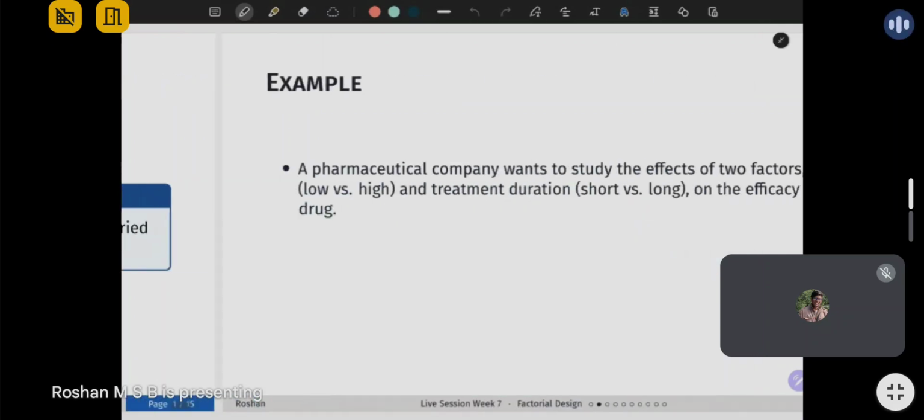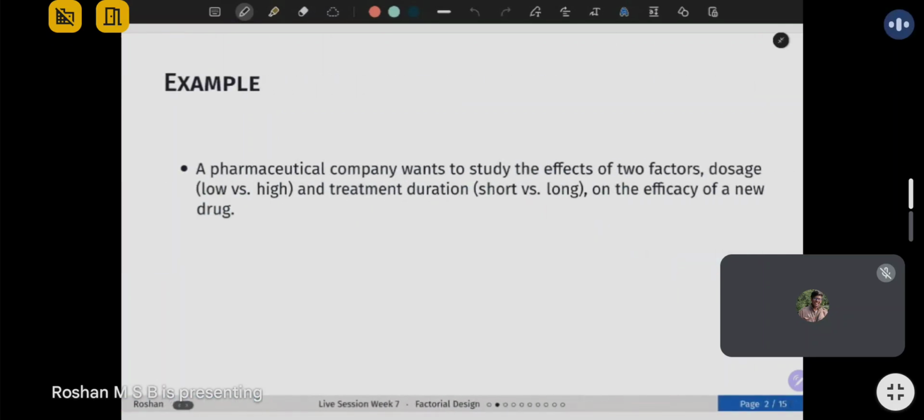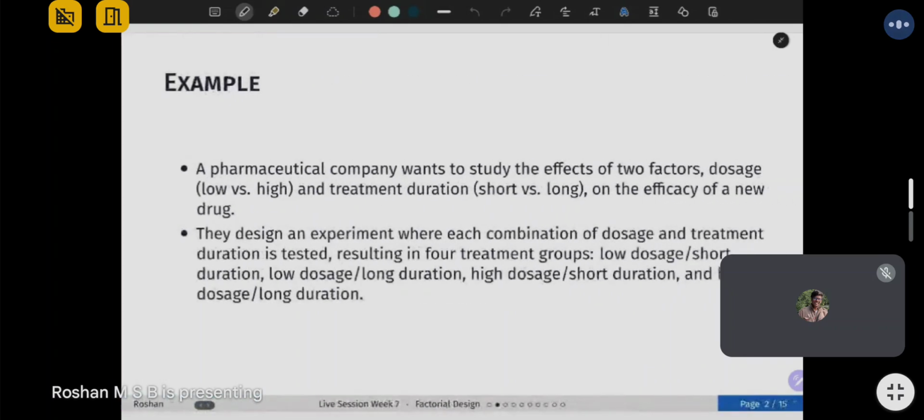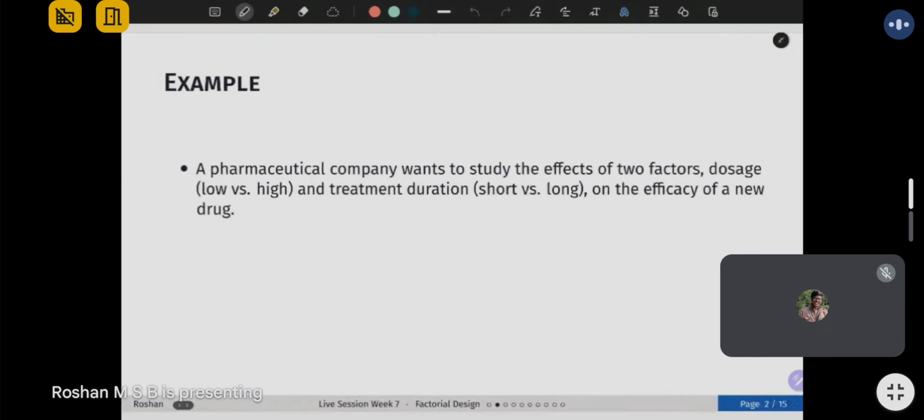Let's take an example where you have a pharmaceutical company who wants to study the effect of two factors, the dosage and treatment duration. The dosage is a categorical variable, low versus high, and the treatment duration is short versus long, on the efficacy of a new drug, and the efficacy might be your response variable. So according to this, we have two factors, and each factor is having two levels.